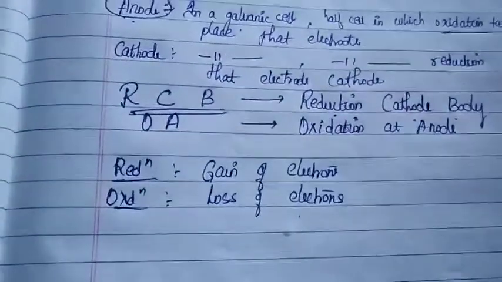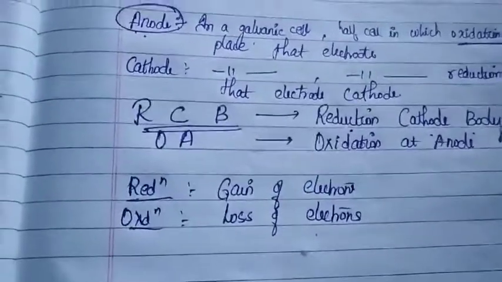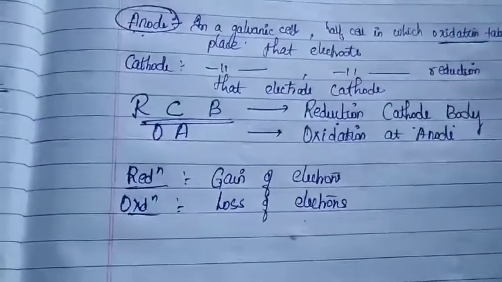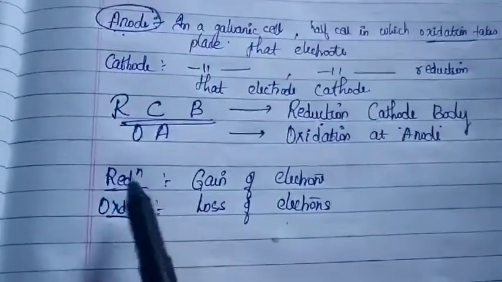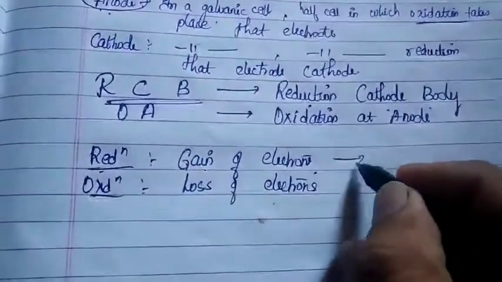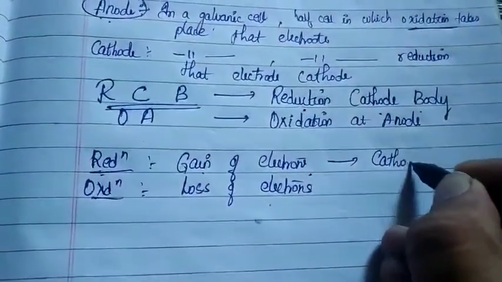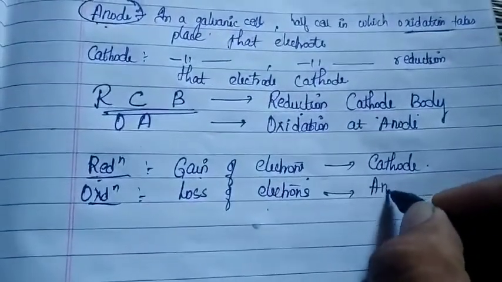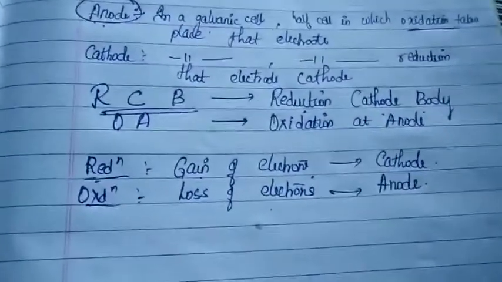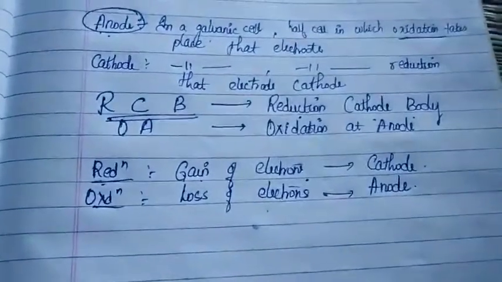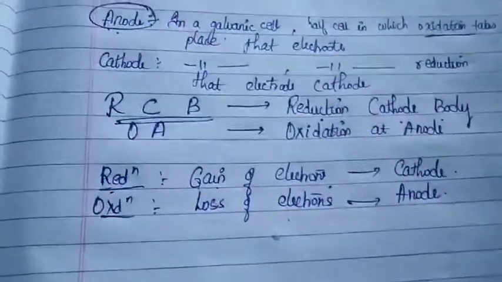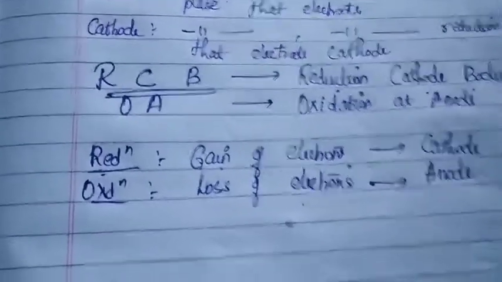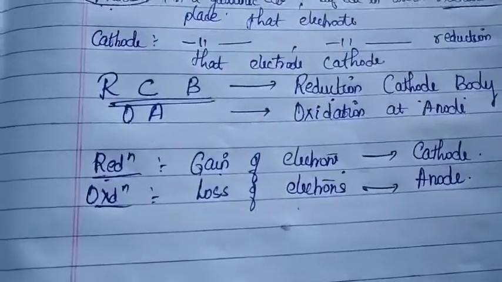Okay, there should be no confusion for you, and even if there is, clear it now, because these concepts are very important for us. In all the later videos, we will move ahead using these concepts. Once again, reduction means gain of electrons, which takes place where? At the electrode which is called the cathode. Oxidation means loss of electrons, which takes place at the electrode called what? Anode. Very much important. How to remember? RCB, reduction at the cathode body. OA, oxidation at anode. Is that clear? I hope so. There is no doubt in it. Can we move further then?